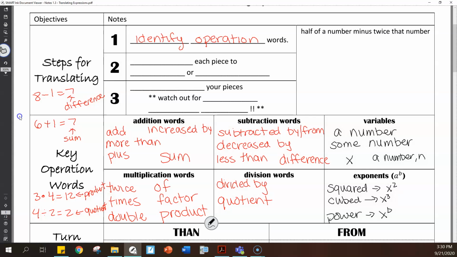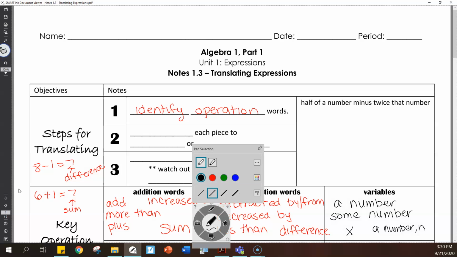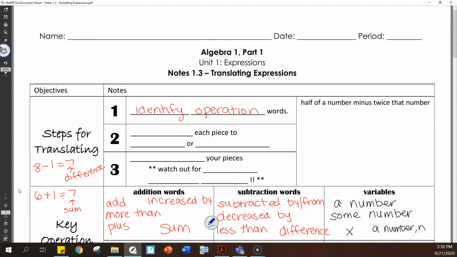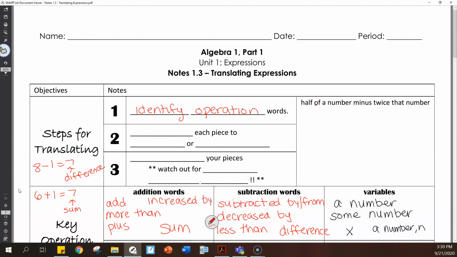So let's do a couple of examples of working through this. My example says half of a number minus twice that number. Half of a number minus twice that number. The first thing I want to do is identify some of the operation words I have. I've got half of, I've got minus, that's a good operation word. Twice is another operation word. That number. Some things that we're looking out for: a number, half. So I'm pulling out each of those pieces.